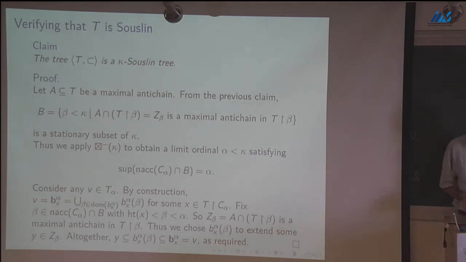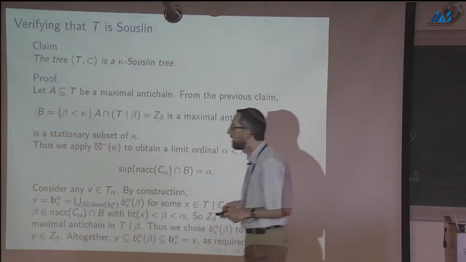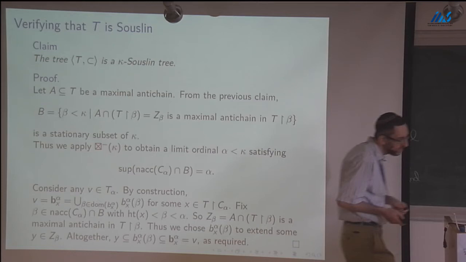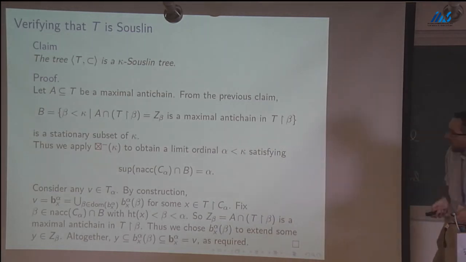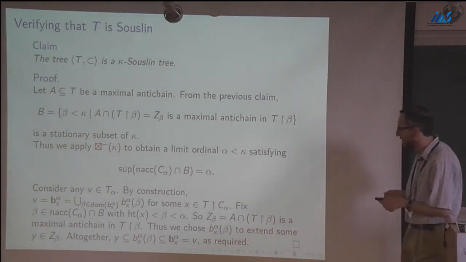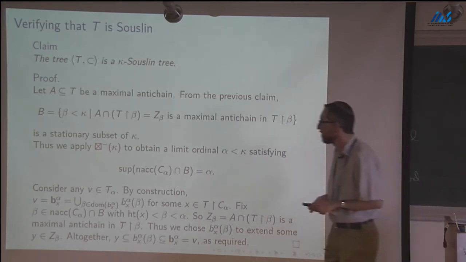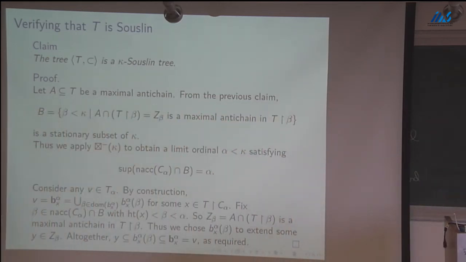What is the idea here? That we obtain a limit ordinal giving us the right intersection that we need. What are we saying here? Essentially, we've got our tree, and a possible maximal antichain through the tree.